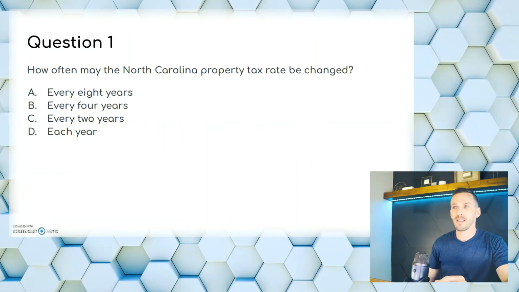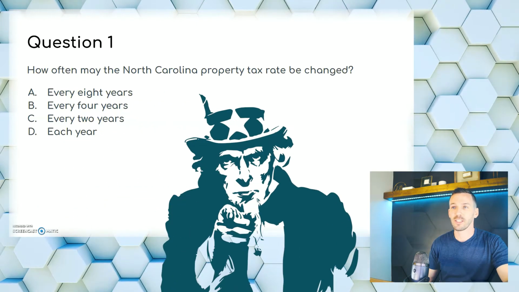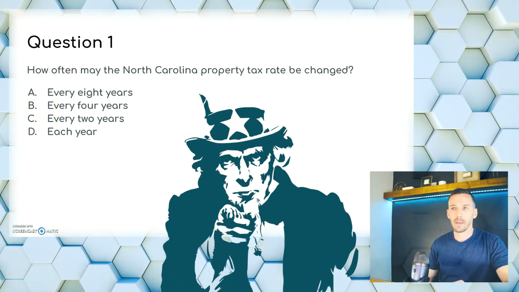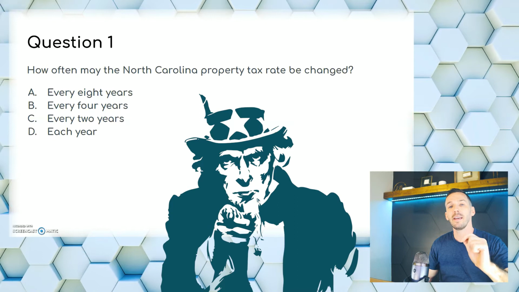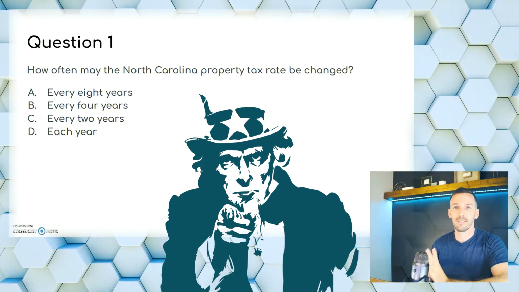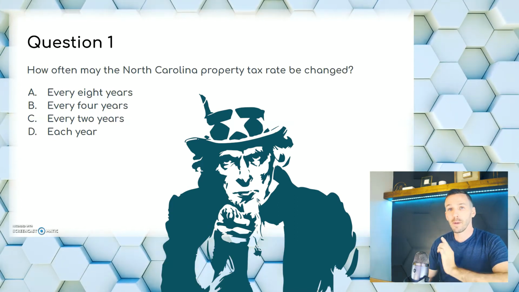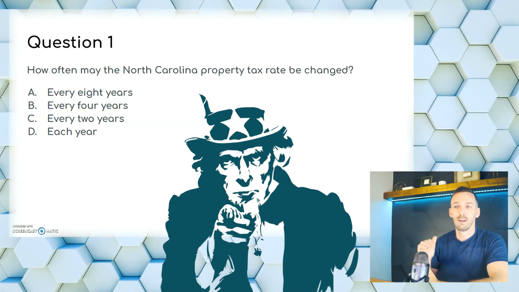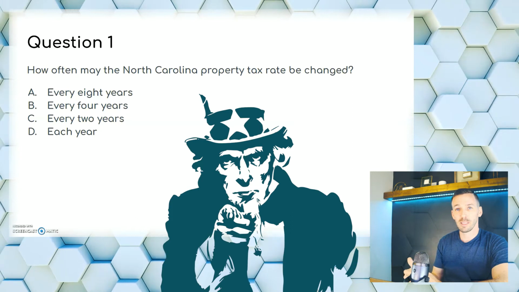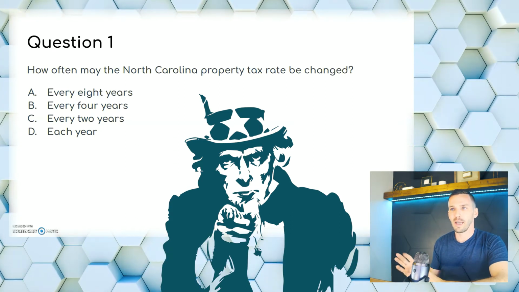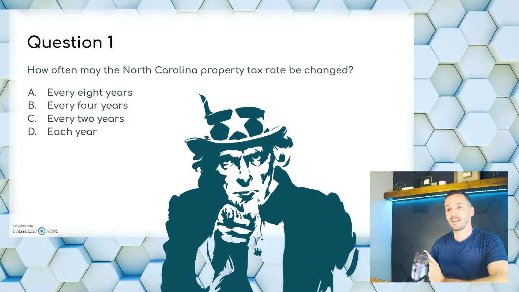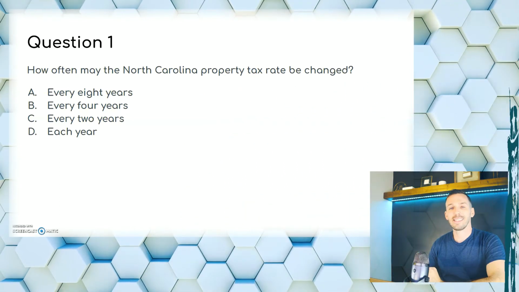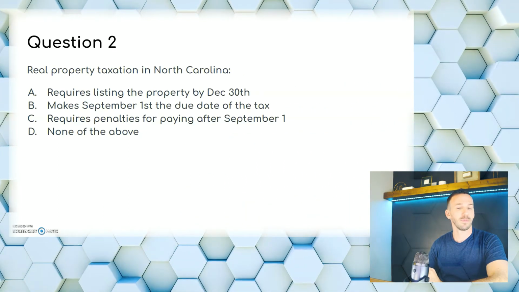Let's review. Question 1. How often may the North Carolina property tax rate be changed? A. Every 8 years. B. Every 4 years. C. Every 2 years. Or D. Every single year. So more memorization here. 8 years is when a property can be reassessed. 4 years is when horizontal adjustments can be made. 2 years doesn't mean anything. But every year, D, is when your property tax rate can change.